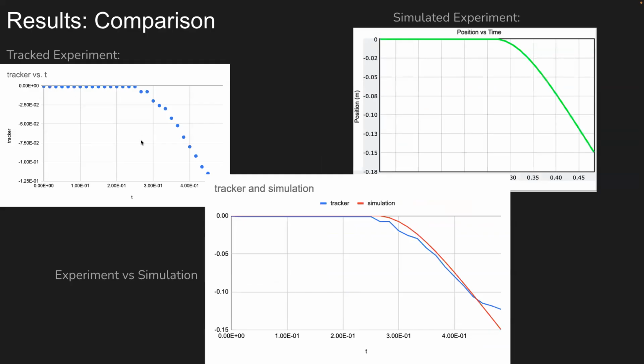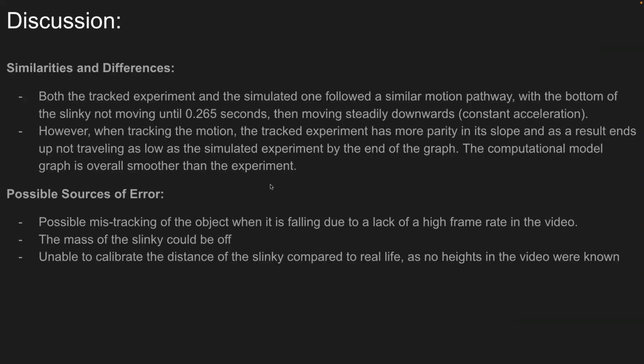So now here are the results. Here's the tracked experiment. You can see all the data points I have right there versus the simulated experiment. This is the graph from the GlowScript. This one's just a little bit smoother, and you can see, as I put them both in Excel and compared the two, the simulation is overall a little bit smoother, and the tracker has a little bit of parity to it, and then ends a little bit higher than the simulation, which is basically expected. And that's because the simulation is just more accurate.